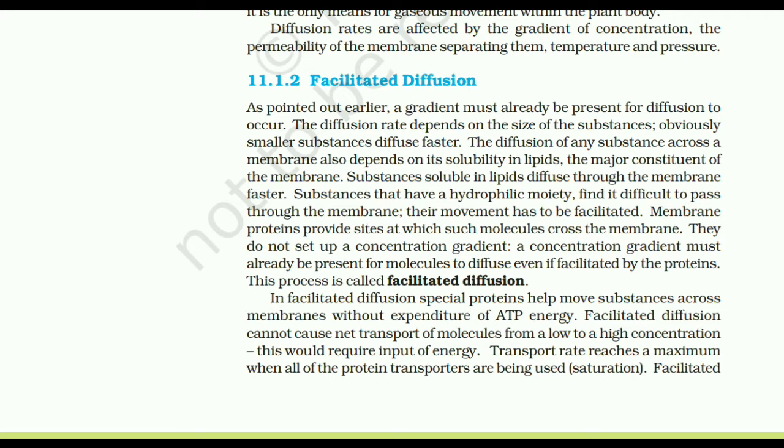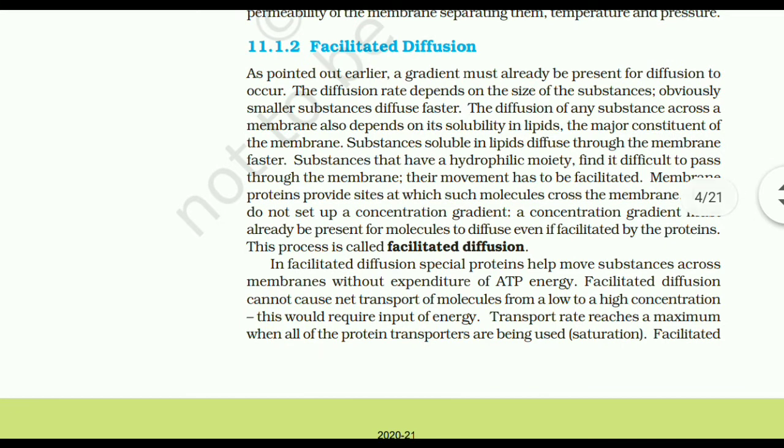Membrane proteins provide sites at which such molecules cross the membrane. They do not set up a concentration gradient. A concentration gradient must already be present for molecules to diffuse even if facilitated by the proteins. This process is called facilitated diffusion. In facilitated diffusion, special proteins help move substances across the membrane without expenditure of ATP energy. Facilitated diffusion cannot cause net transport of molecules from a low to high concentration. This would require input of energy.